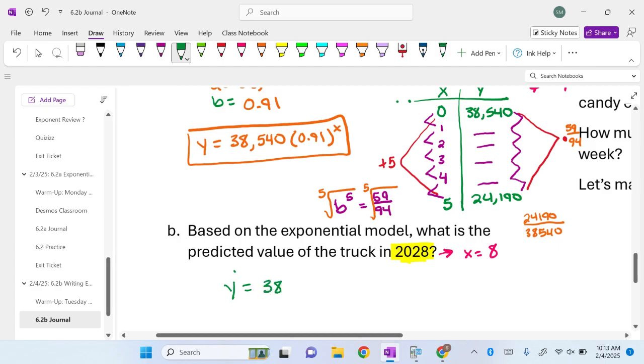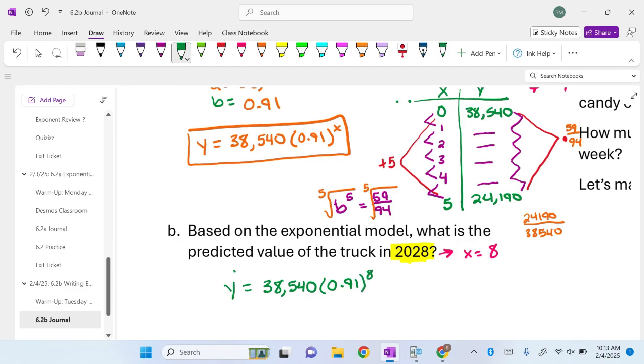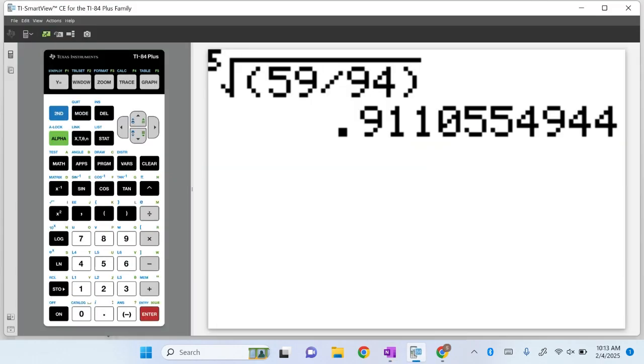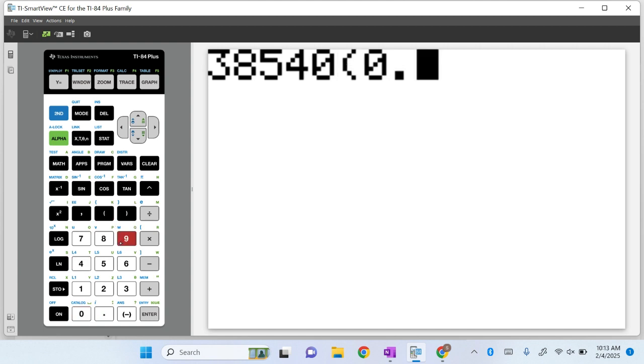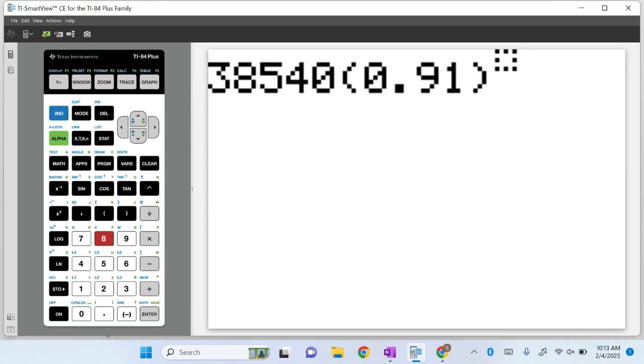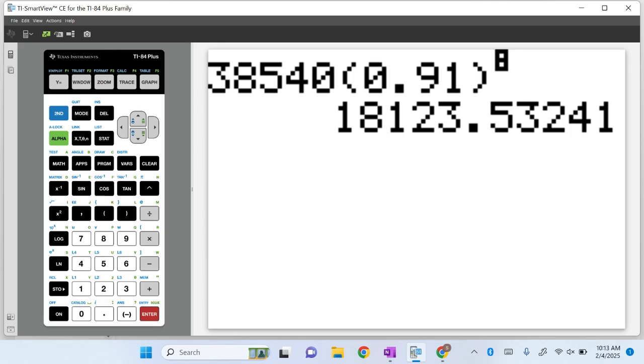So this would be Y equals 38,540 times 0.91 raised to the 8th power. We replace the X with the 8. And guess what? You can just put this straight into your calculator to get an answer. So in your calculator, we're just going to type it in: 38,540 parentheses 0.91 raised to the 8th power. Type it in exactly as you wrote it and hit enter. So we get this. Now, since all the other numbers are to the nearest dollar, we're going to round to the nearest dollar as well.